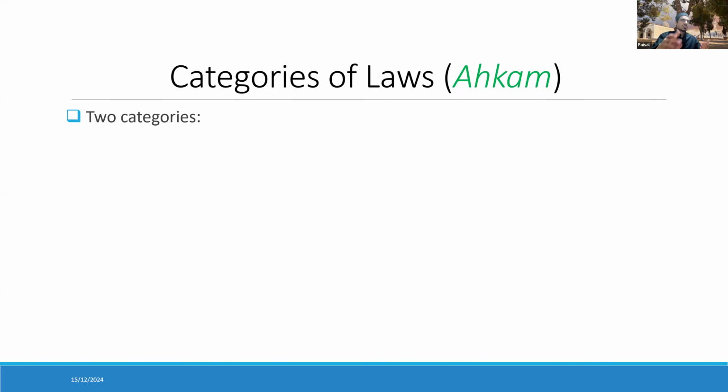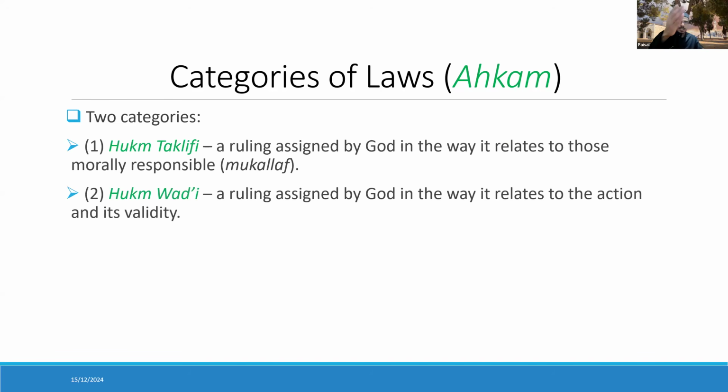So now we have two ways of categorizing laws. One is the Hukm Wad'i, as we've just mentioned. It's a ruling assigned by God in the way that these things relate to the action and its validity. So the focus is on the action itself, as we've explained. Things like sabab, shart, ada, and qada. These are all things that pertain to the action itself. Then you have Hukm Taklifi, which is a ruling assigned by God as well, in the way it relates to those morally responsible, those mukallaf. Meaning, is it obligatory? Is it recommended? Is it permissible? Is it discouraged? Is it unlawful? These particular questions, these rulings, are known as the Ahkam Taklifiyyah.